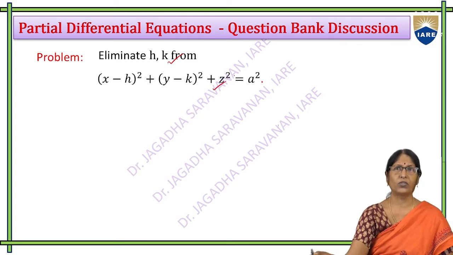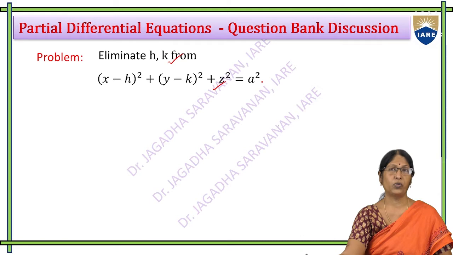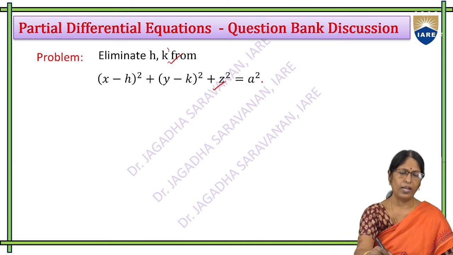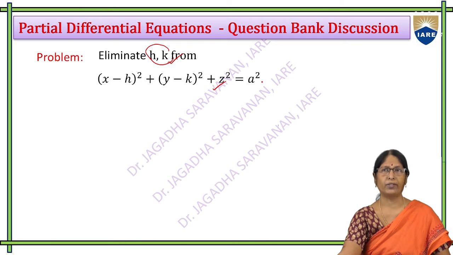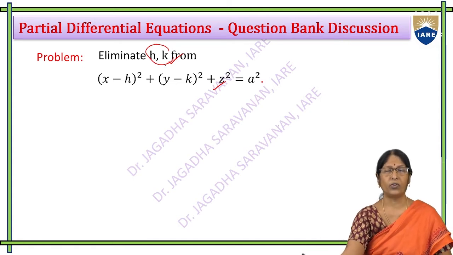(x minus h) the whole square plus (y minus k) the whole square plus z square equal to a square. Among the 5 notations P, Q, R, S and T, P and Q are for first order, and R, S, T are for second order. Among the 5, we can take anything, but our aim is that in the final solution, h and k should not occur.